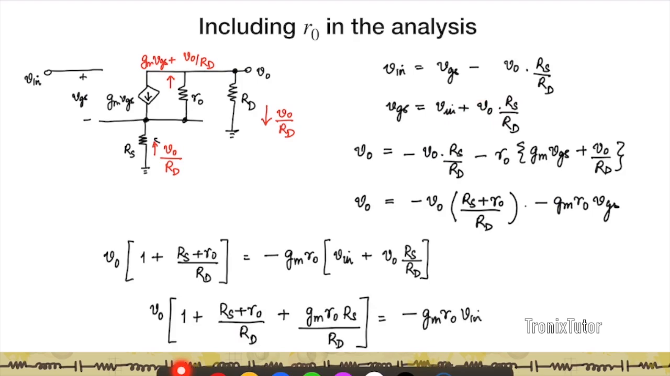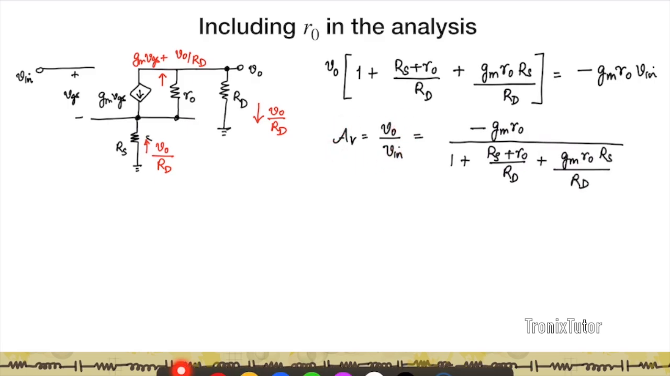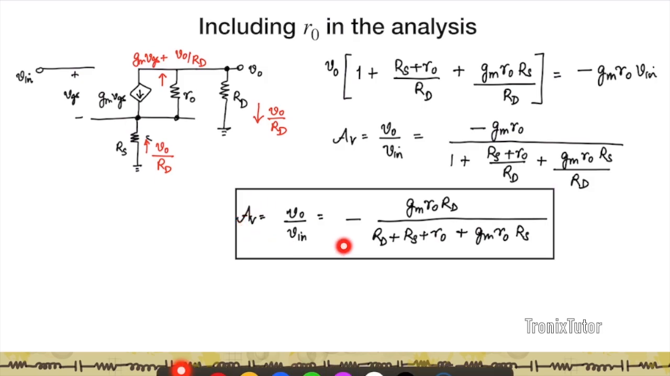And then what I get is the expression that the voltage gain V0 upon Vin is given by minus gmR0 divided by 1 plus RS plus R0 by RD plus gmR0 RS by RD. And so this is the voltage gain, which is minus gmR0 RD divided by this expression here. So you see that when R0 is taken into consideration, the gain is not very simple, but you can establish what the gain is. Now, as R0 tends to infinity, you'll see that this gain drops to gmRD upon 1 plus gmRS.